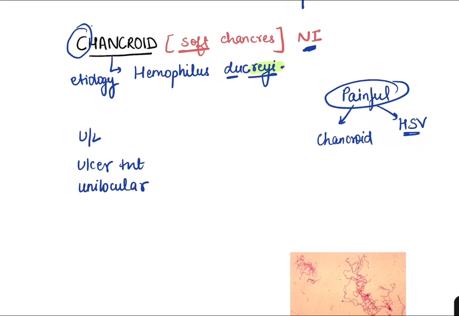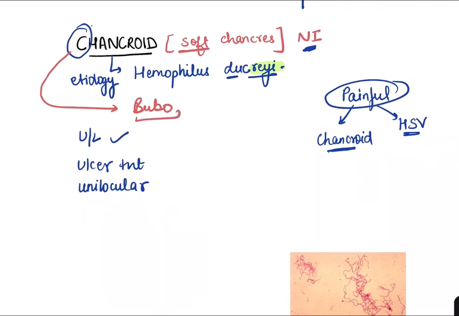If we solve MCQs and find that the ulcer is very painful, we rule out all the options and just two remain: chancroid and HSV. In chancroid, the ulcers will be soft and unilateral. For chancroid we also have to remember that we see bubo.